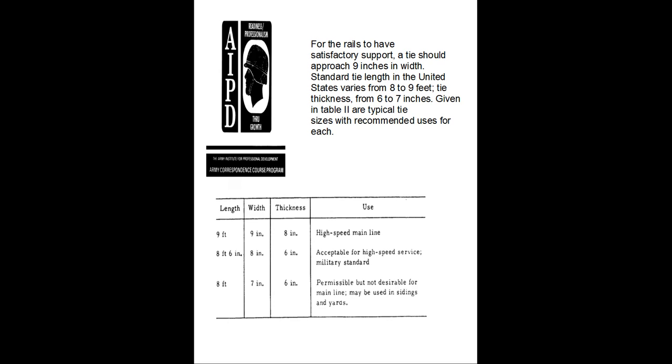The 8.5 by 8 by 6 inch size is acceptable for high-speed service. Military standard, 8 foot by 7 inches by 6 inches, is permissible but not desirable for the main line. It may be used in sidings or yards.